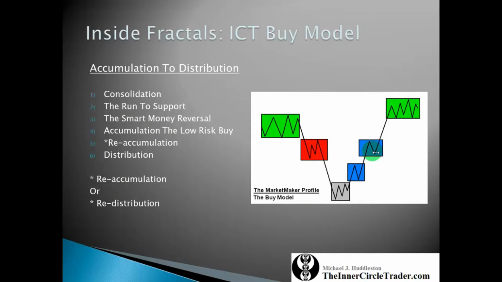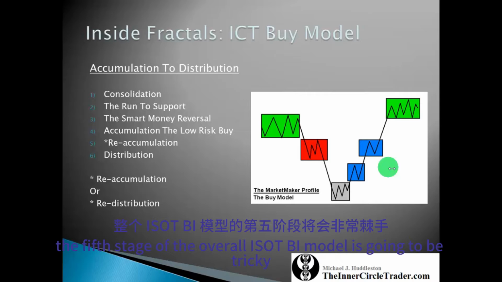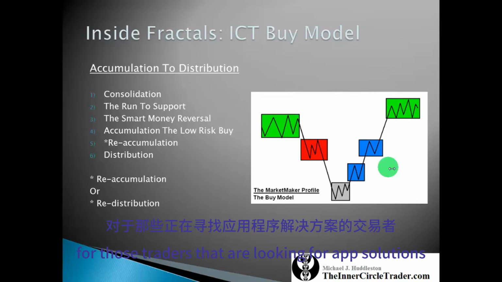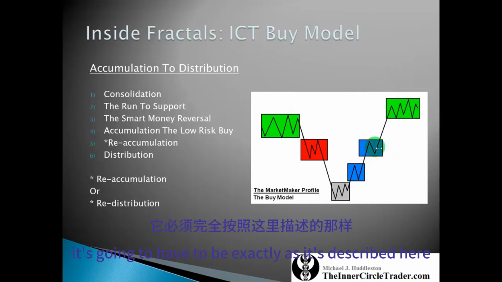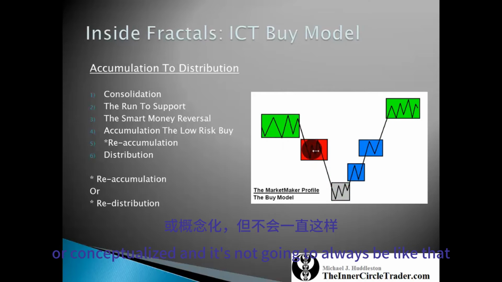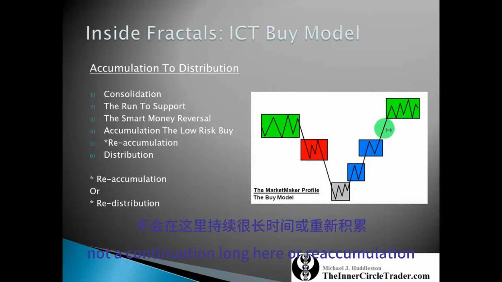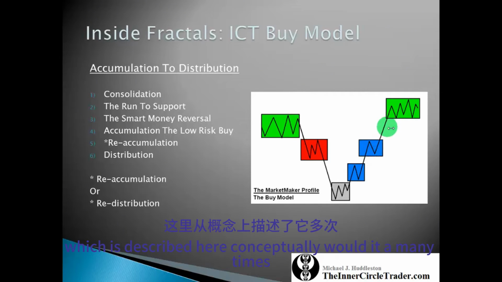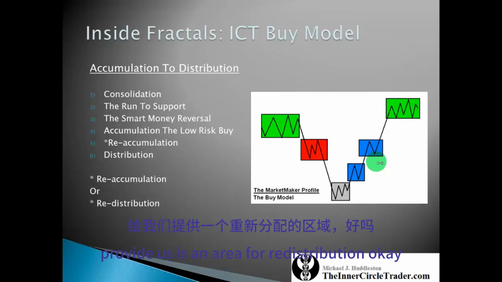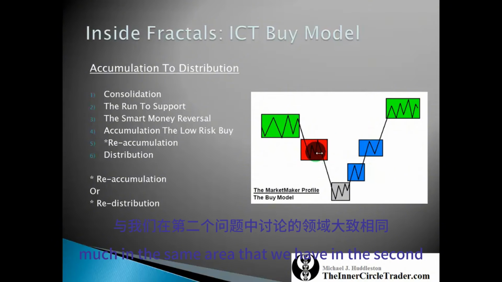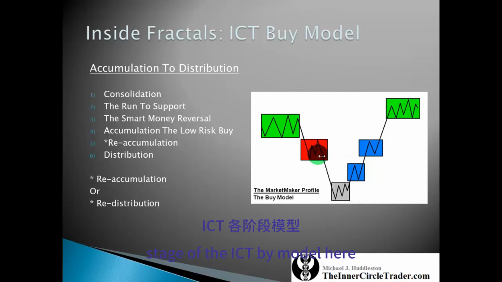But the fifth stage of the overall ICT buy model is going to be tricky for those traders that are looking for absolute solutions. It's going to have to be exactly as it's described here or conceptualized, and it's not going to always be like that. You'll see many times that the pattern itself will create not a continuation long here, or a reaccumulation, which is described here conceptually. What it'll many times provide us is an area for redistribution. Much in the same area that we have in the second stage of the ICT buy model here.